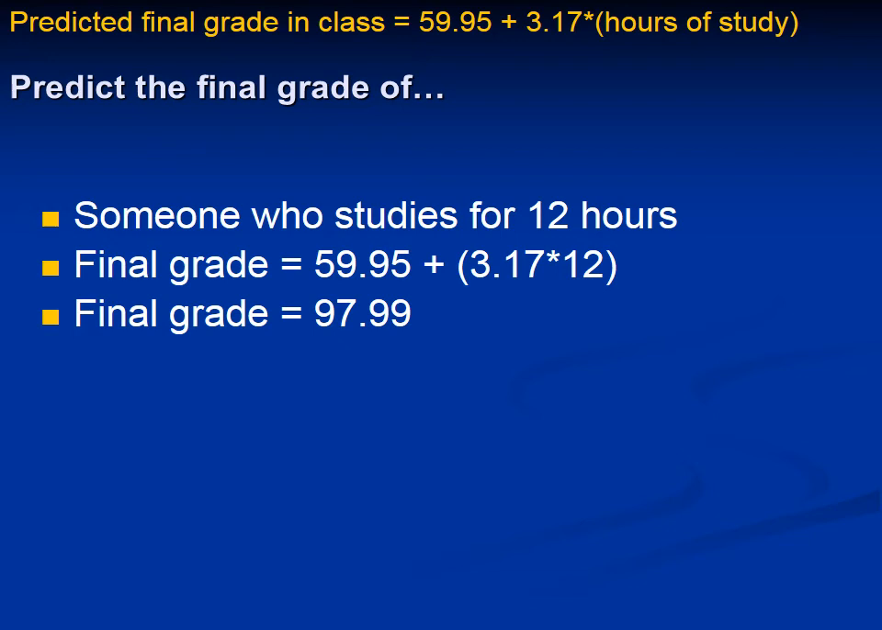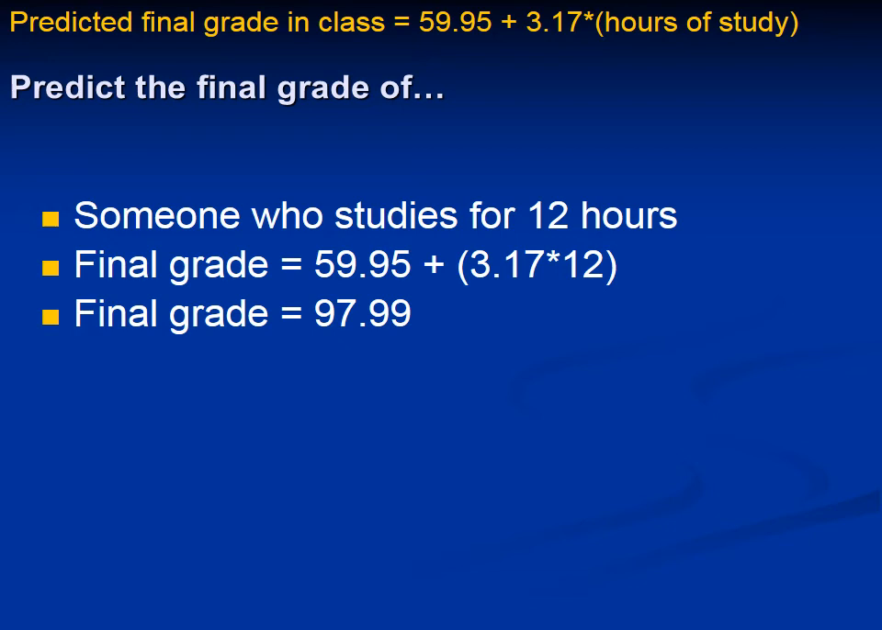And then remember we have the y variable, which is predicted final grade in class, and then we have the x variable, which is hours of study, and then we have the constants a and b. This constant a is the intercept, and this constant b is what we call the slope. The slope just measures the change in y due to change in x, and the intercept measures the value of y when x is equal to 0. That's what the intercept measures.